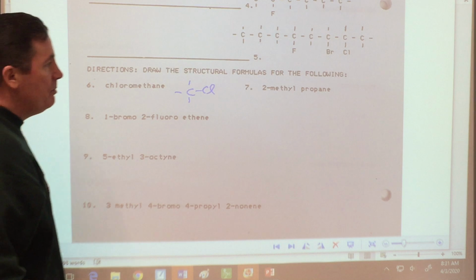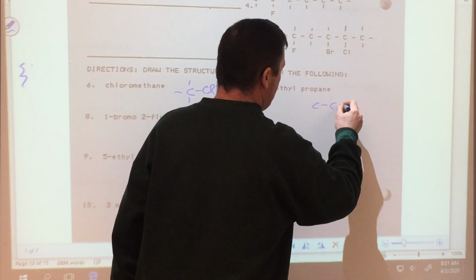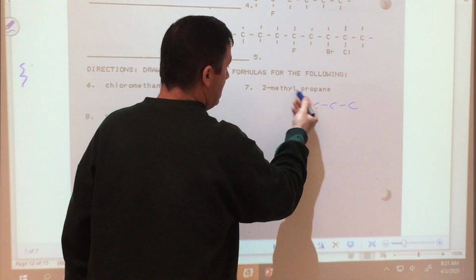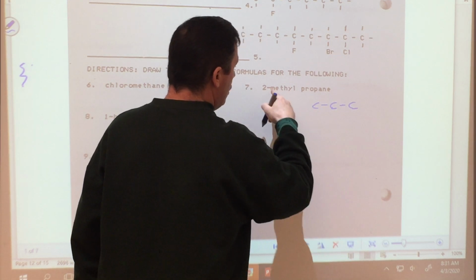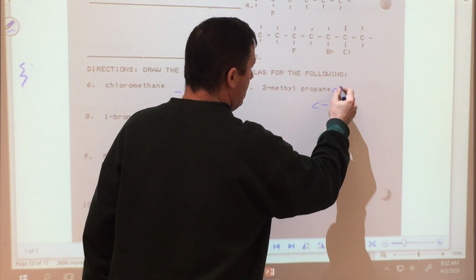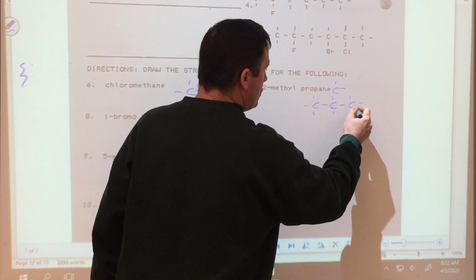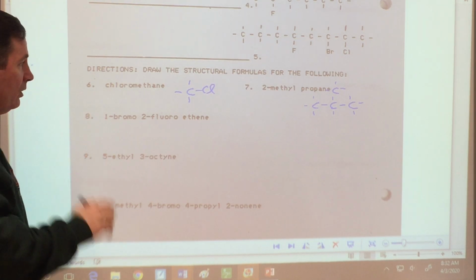Number 7, 2-methylpropane. Propane is 3. 1, 2, 3. 2-methyl, and this should be together. The L should be right next to the P. 2-methyl is right here. Don't forget your hydrogens all the way around. Make sure that each of your carbons has 4 lines around it.